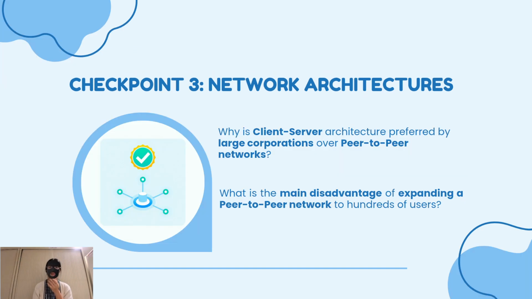For checkpoint 3, the final checkpoint, network and architecture review. Question 1, why is the client-server network structure preferred by large corporations over the peer-to-peer alternative? Question 2, what is the main structural disadvantage of trying to expand a peer-to-peer network to hundreds of active users?